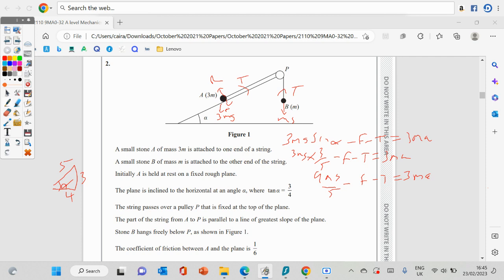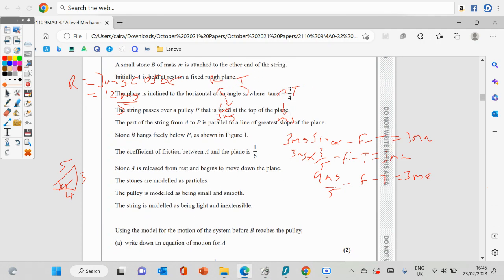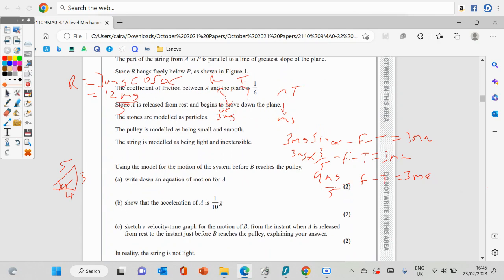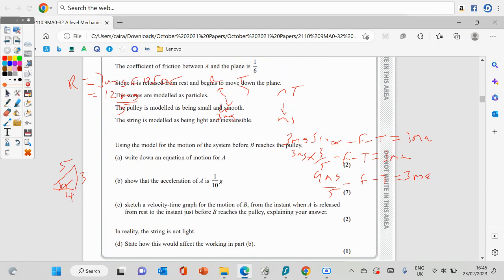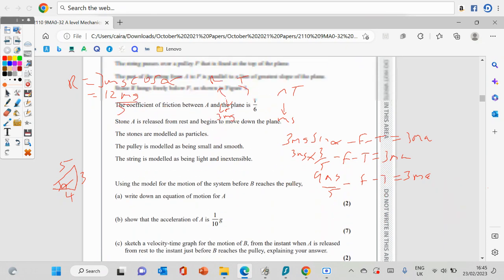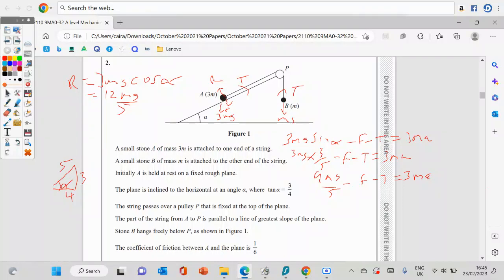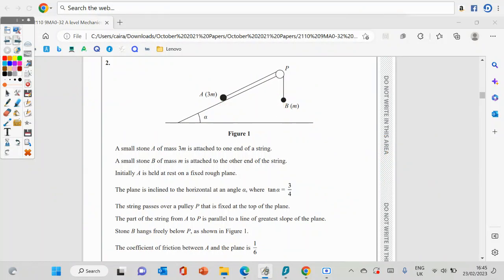While I'm here, I'm also going to resolve perpendicular to the plane, so we know to find the value of R. That will be 3mg cosine of the angle alpha, which is just 12mg over 5. Only because I might be using it in a moment, so I also like to think ahead of what the question might be asking me. Because in part B, it's going to say show that the acceleration of A is 1/10 of g for 7 marks, and velocity time graph and all that stuff. Right. So 12mg over 5 is going to be quite useful.